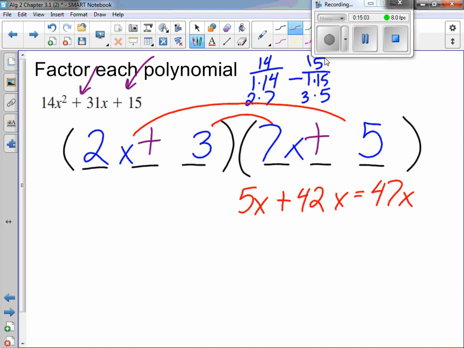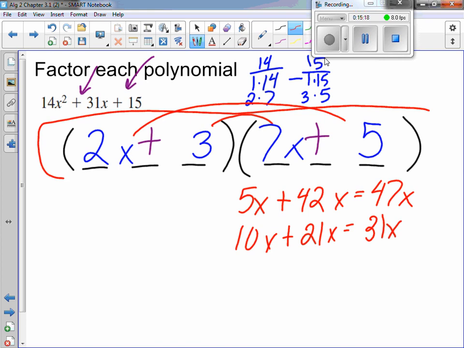So 2x times 5 is 10, positive 3 times positive 7 is 21. 10 plus 21 is? Is that what we wanted? Yes. Yep. Because when we factor a common factor out of the start, we factor it out of all three. We have to factor it out of all three. Any questions on this here? Question?